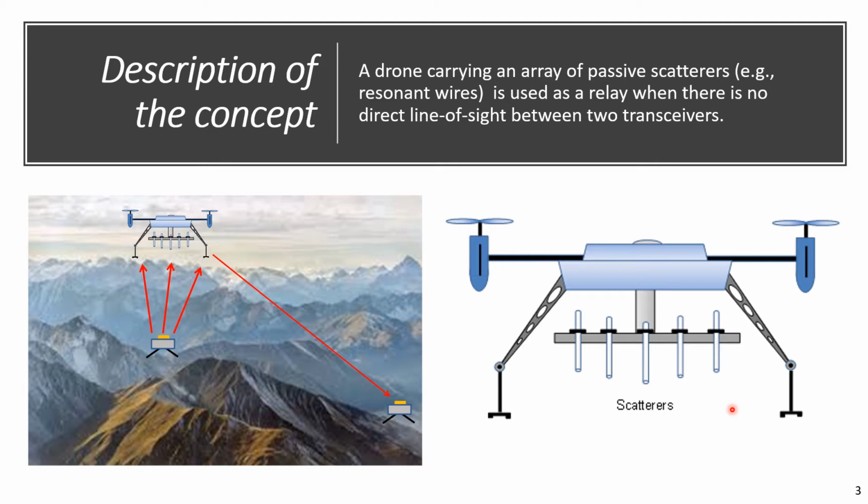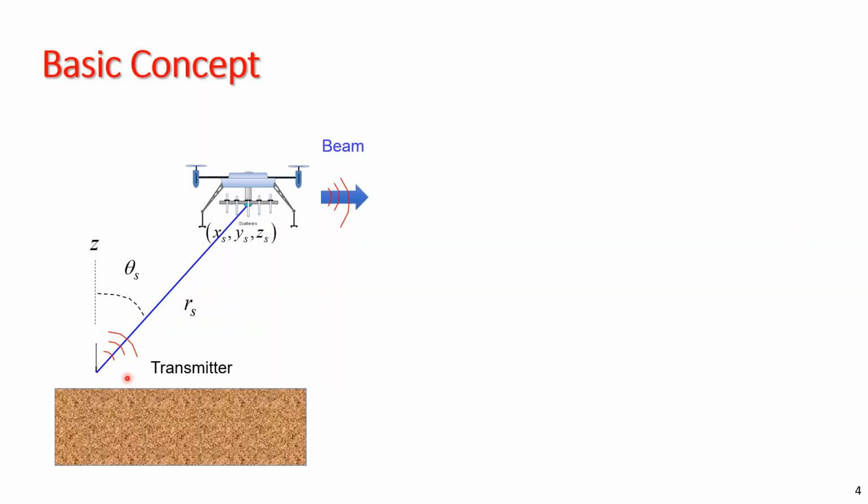The array of scatterers thus acts as a phased array, with the radiated beam properties dependent on the vertical positions of the scatterers for a given horizontal layout. So the transceiver, located, say, on the ground, will transmit the signal, which will then be scattered by the array carried by the drone. The radiated pattern of the array of scatterers will then depend on the position of each element with respect to the transmitter on the ground.